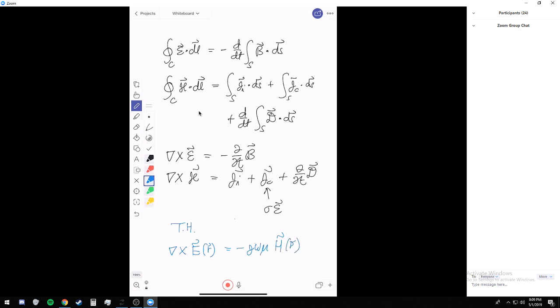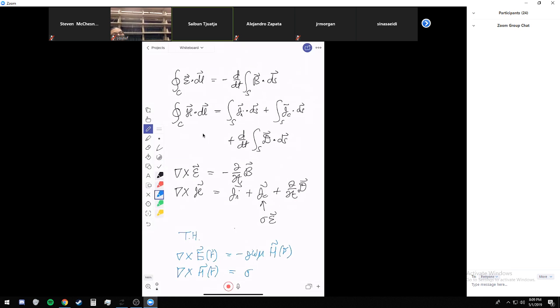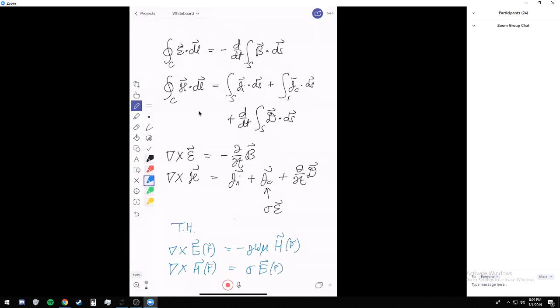A function of space only. And then similarly, we have curl of H, which is a function of space only, equal to, of course, sigma times E, a function of space only. If it's time harmonic and source-free, then I don't have to worry about the impressed current. Then I have this plus j omega epsilon E, right? Function of space only. Any questions?